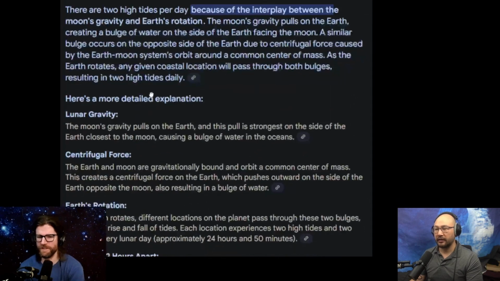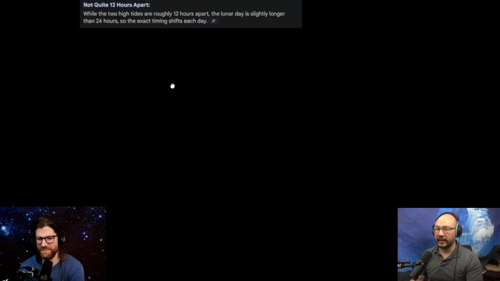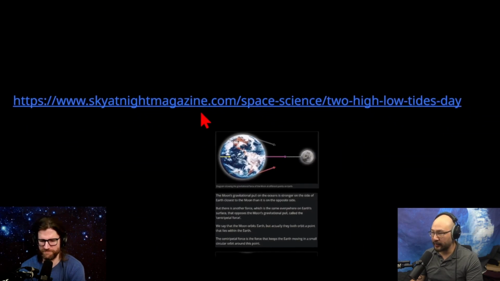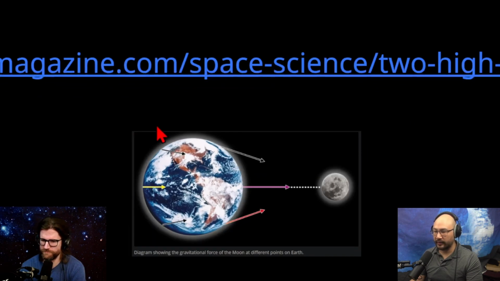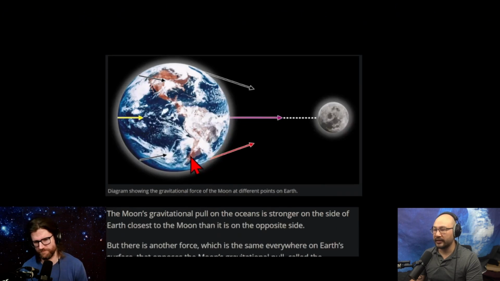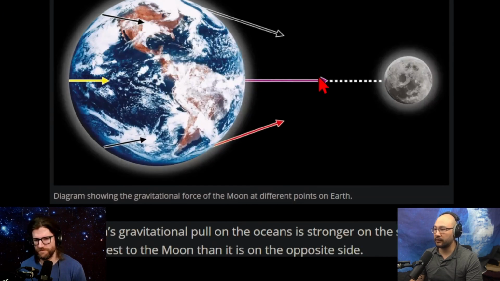Okay, but to be fair, this is like an AI overview, so it's not going to get into that. So that's why I was like, let's get another source. So this was Sky and Night magazine, space science, two times a day. I didn't clip it, but it said BBC up on the top of the page. And here's this picture. Here's the Earth with the moon, and here's the gravitational force at every location.